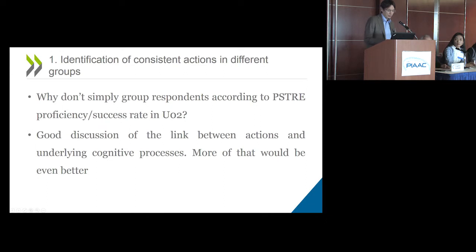The part that I like the most of the first section is that you have a very good discussion of the link between the actions and the underlying cognitive processes. If you could do more of that, expand a little bit and work in that direction, I think it would be very useful, because the important thing with these log files is to make sense of the actions that you see in relation with the tasks that the respondents have to solve.